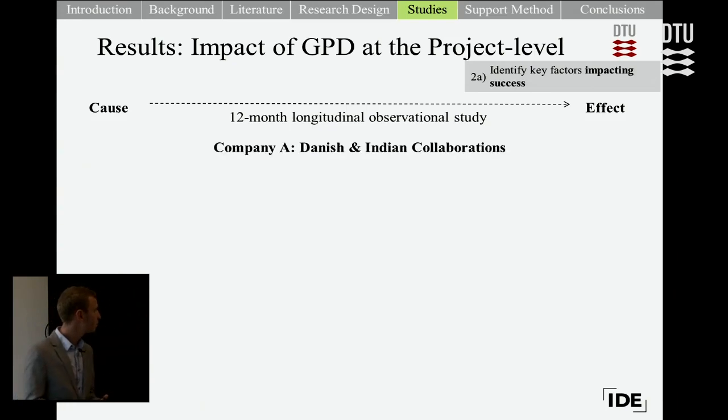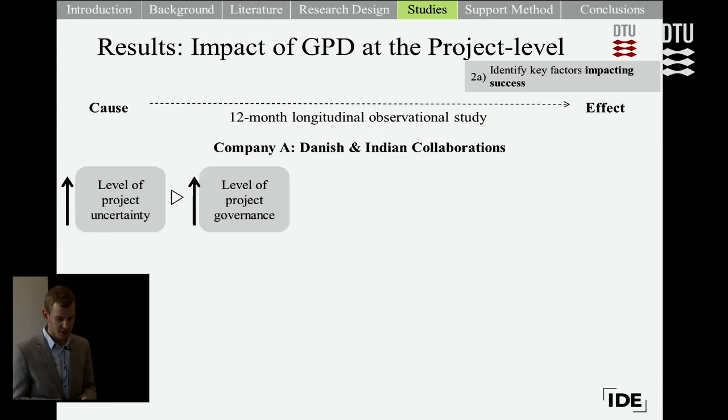So at Company A, we observed a global product development project involving the Danish and Indian engineers. And what we saw, as a result of some of the difficulties they'd experienced before, is they actually felt that the level of project uncertainty here was high and there was a risk of project failure.